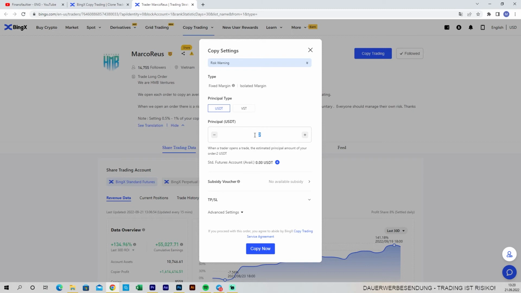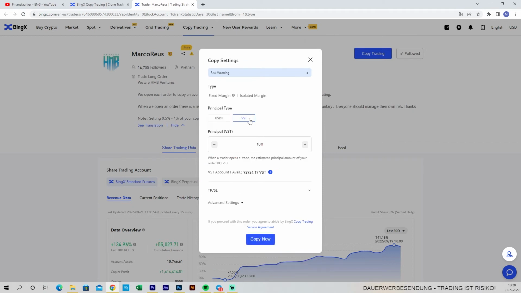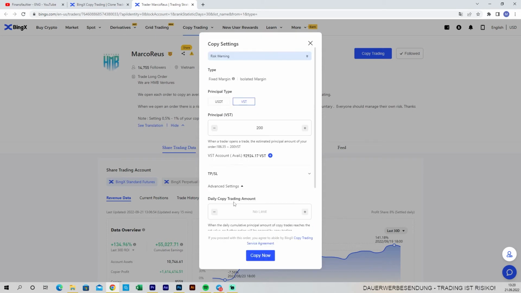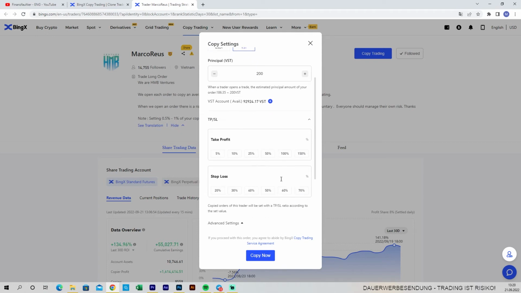So again, you can set up the amount here, the follow amount. You can use $2, you can use $5 or $10 per trade, or you use the VST, the virtual money, and I used 200 here to follow per trade. In the advanced settings, you can set up the profit and loss, or take profit, right? Stop loss, you can choose if you want to set it.